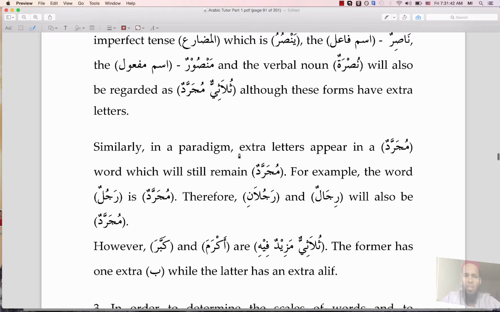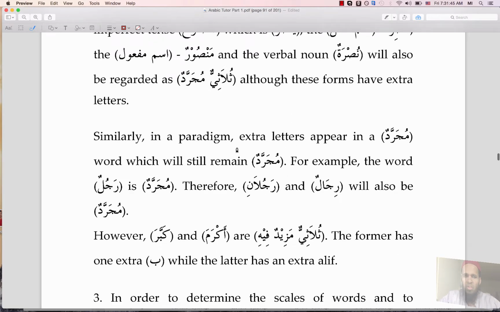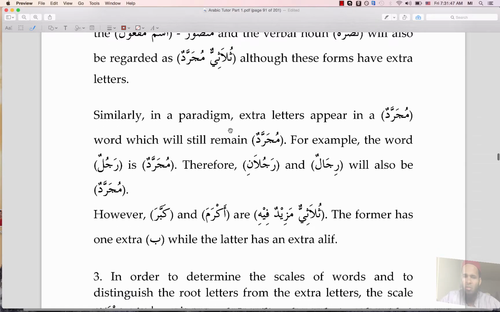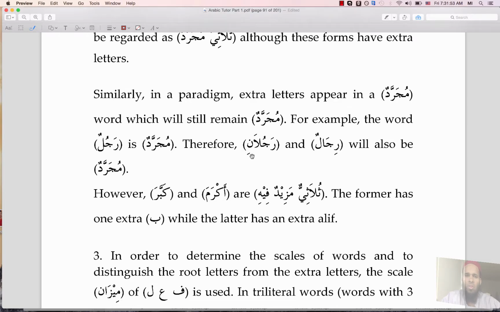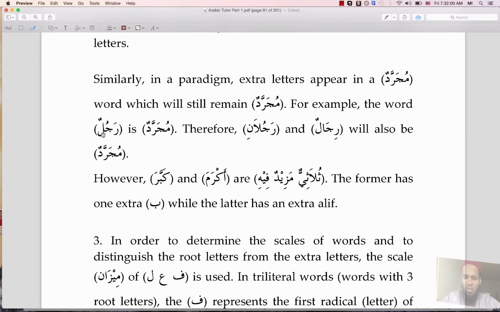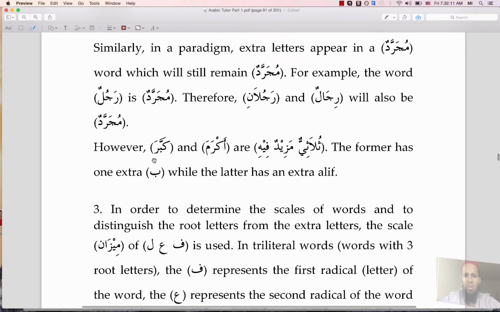Similarly, in a paradigm, extra letters appear in a mujarrad word, which will still remain mujarrad. For example, the word rajulun is mujarrad. Therefore, the same thing happened in nouns. Rajulani, rijalun will also be mujarrad. So even in nouns, the base is mujarrad. Different forms of that base will also be mujarrad. However, kabbara right here, you know that this is not fa'ala.